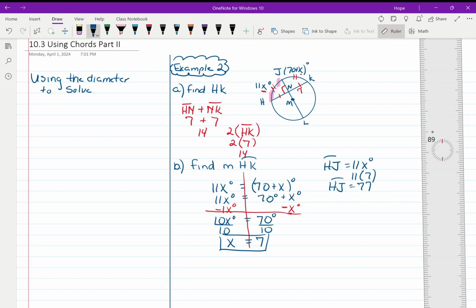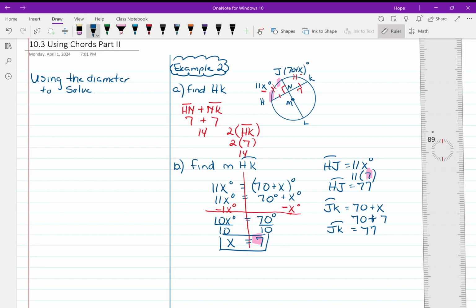Now I also know that I want j to k, so we're going to just check this to make sure it's right. We're going to solve the arc of j to k, which is 70 plus x. Well, we know we're plugging in the 7. So I've got 70 plus x, sorry about that, I have to take that x out, 70 plus 7, which gives you 77. So my arc JK is 77.